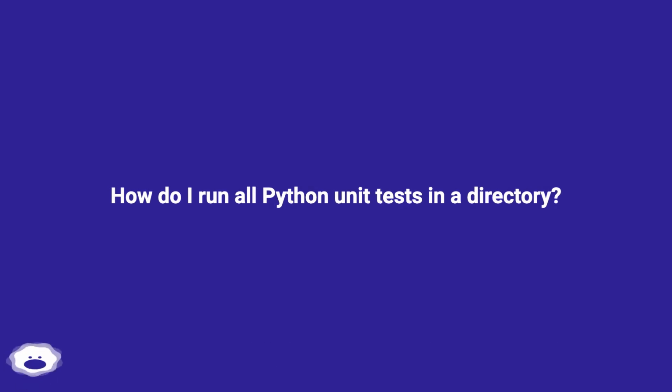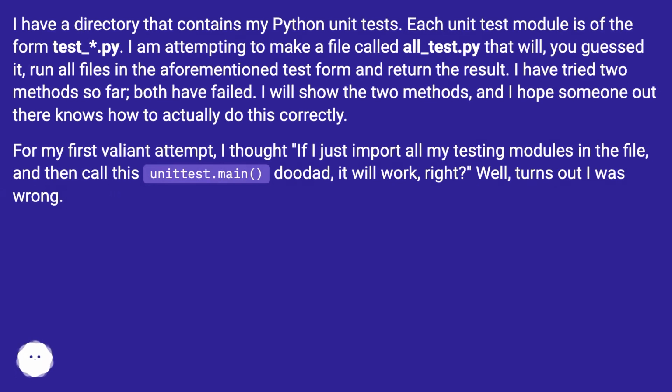How do I run all Python unit tests in a directory? I have a directory that contains my Python unit tests. Each unit test module is of the form test_star.py. I am attempting to make a file called all_test.py that will, you guessed it, run all files in the aforementioned test form and return the result.